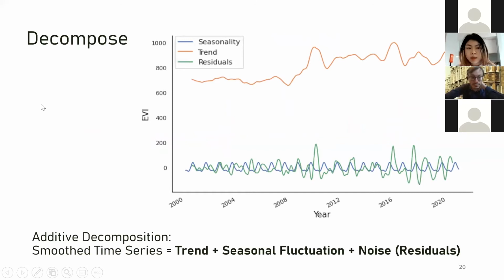Next, we use additive decomposition to decompose the smoothing time series into a trend, seasonality, and noise, which is called residuals.